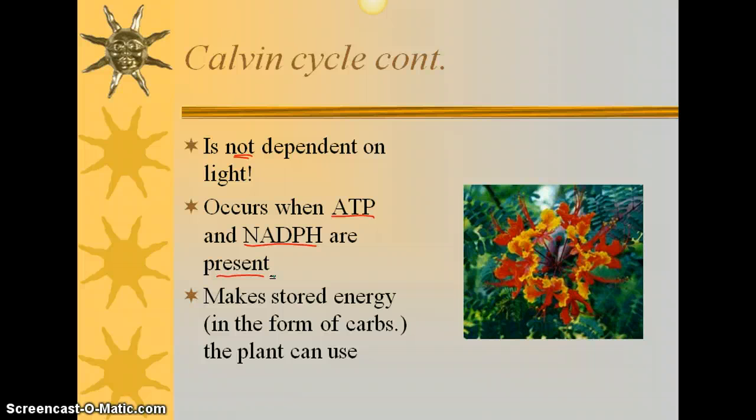And what it will do is make stored energy in the form of sugars. Carbs are just sugars. And then the plant can use those. It uses it for its own need to have energy, but also when we eat it, we're getting some of that energy as well.